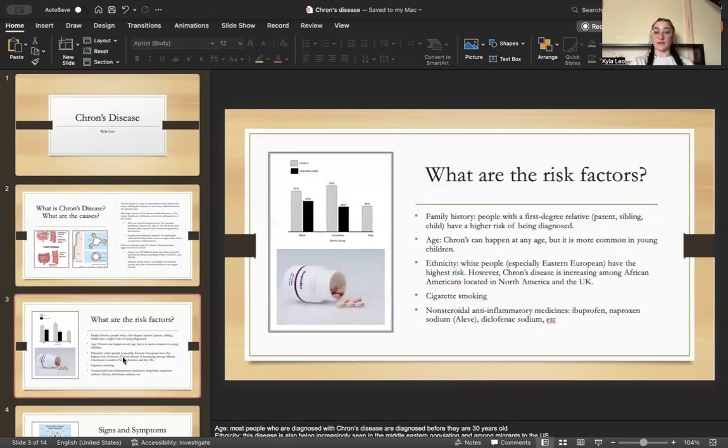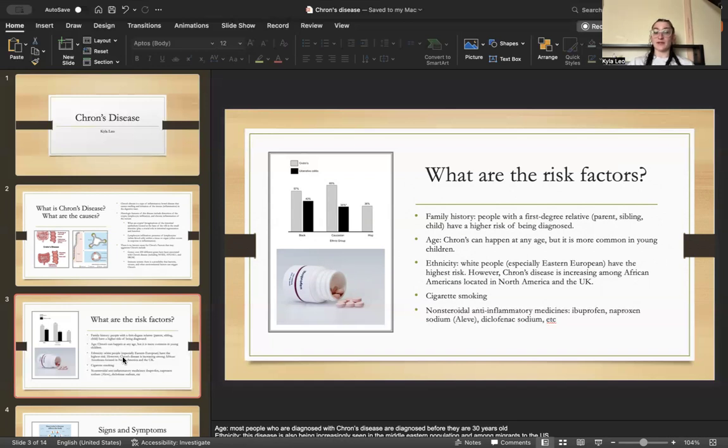So what are the risk factors for Crohn's disease? First is family history. People with a first degree relative, a parent, sibling, or child, who has Crohn's disease have a higher risk of being diagnosed with Crohn's disease as well. The next factor is age. Crohn's disease can happen at any age, but it is more common in young people. Most people who are diagnosed with Crohn's disease are diagnosed before they're 30 years old.